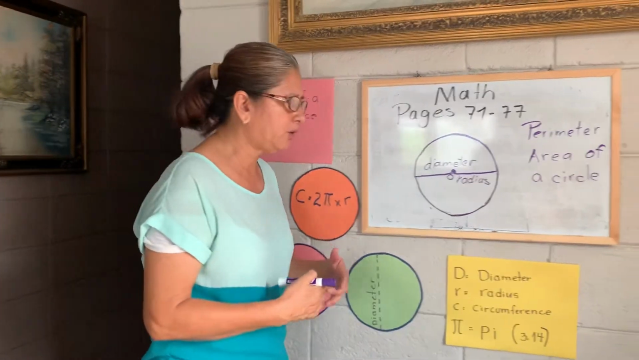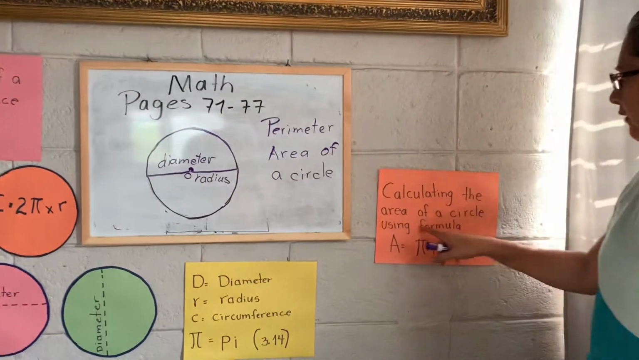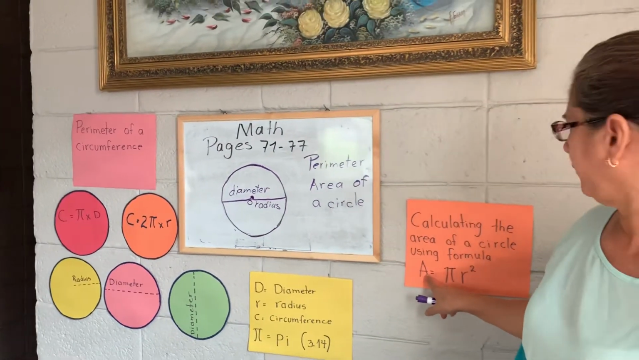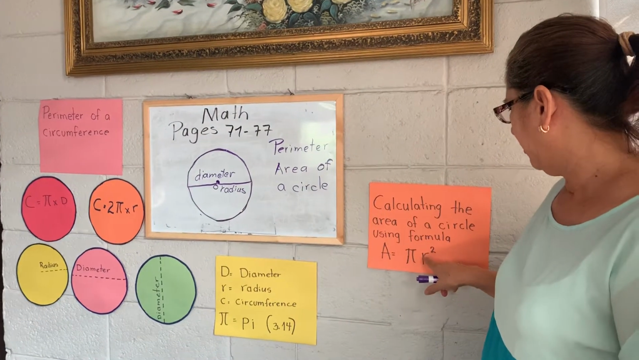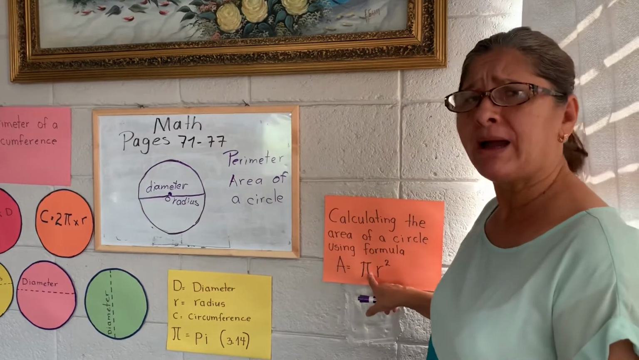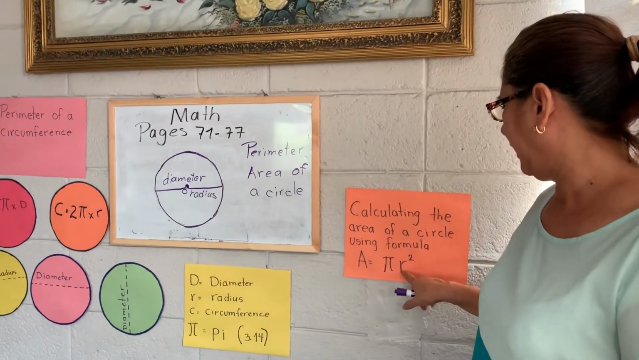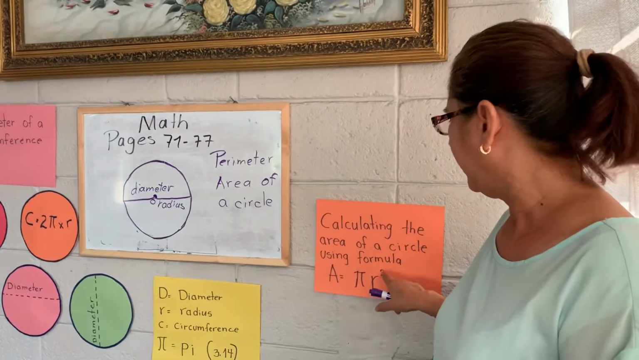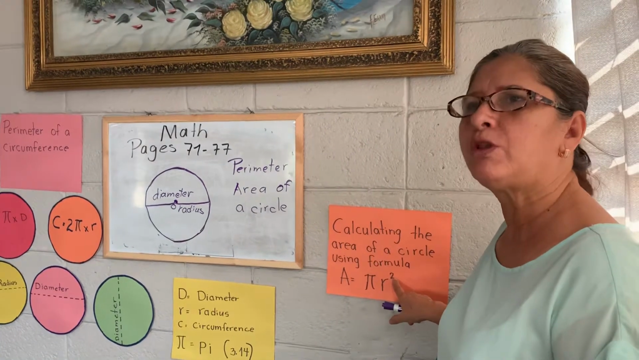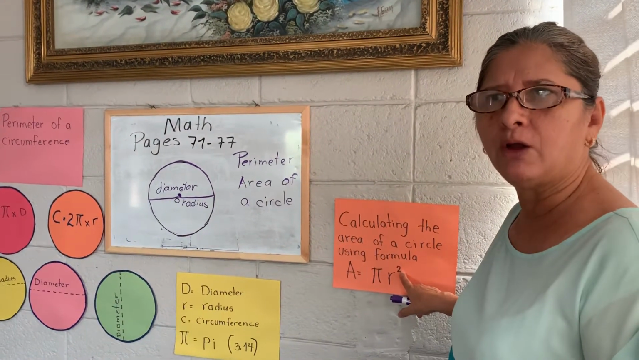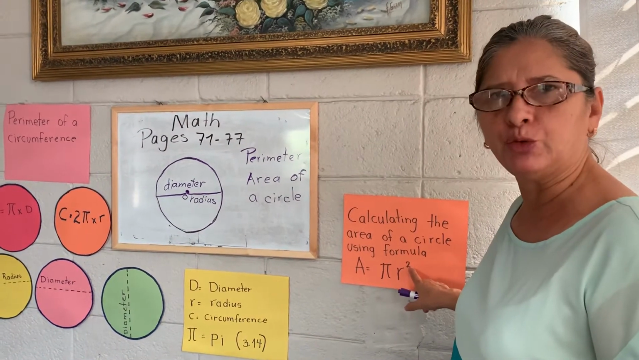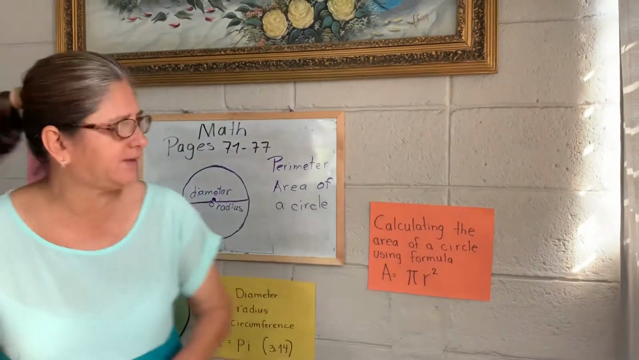Now we go to calculate the area of a circle. To calculate the area of a circle, we use the formula A equals pi multiplied by r squared, in which pi is 3.14 and r squared. Remember that you have to square the radius. Squaring the radius means that you have to multiply the value of the radius by itself, not multiplying by 2. For example, I'm going to do an example on the board.